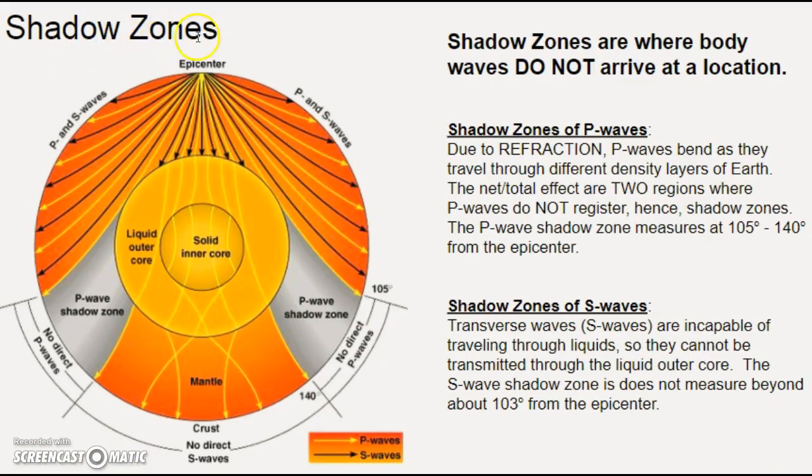So let's look at shadow zones. Shadow zones are where the body waves do not arrive at a location. Shadow zones of P waves: notice we have a P wave shadow zone here, and we have a P wave shadow zone here. You have two of them. Due to refraction, P waves bend as they travel through different density layers of the Earth. The total effect is that there are two regions where P waves do not register, hence called shadow zones. The P wave shadow zones are measured about 105 degrees to 140 degrees from the epicenter.